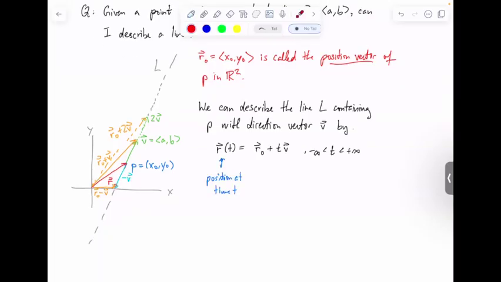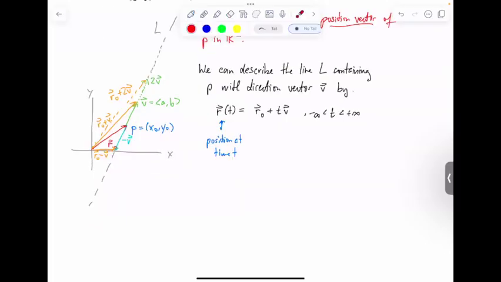And you'll notice at T equals 0, this disappears and you're at R0. So you're at P. At time 1, you're here. Time 2, you're here. And so forth. At time minus 1, you're here. So forth. This is, I think, the way that your textbook presents it. I prefer parameterization. We know about parameterizations.